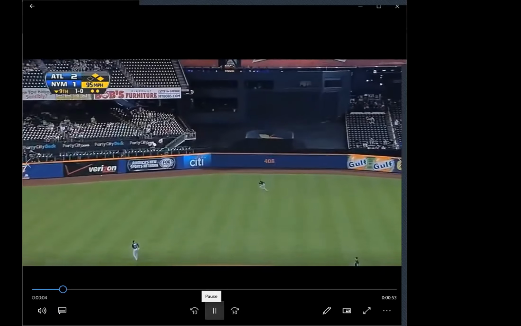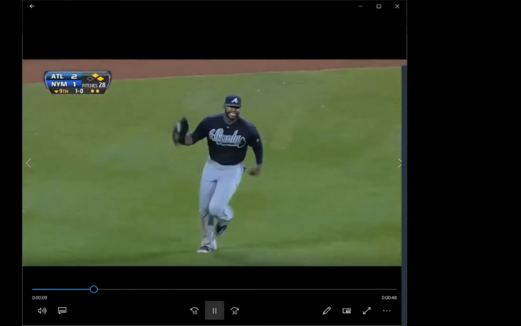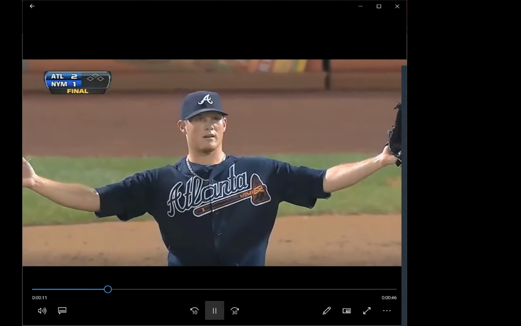Fly ball, that's a good one. Center, Hayward coming, dives, and catch it, yes! What a grab by Hayward to end the game! Holy smokes.